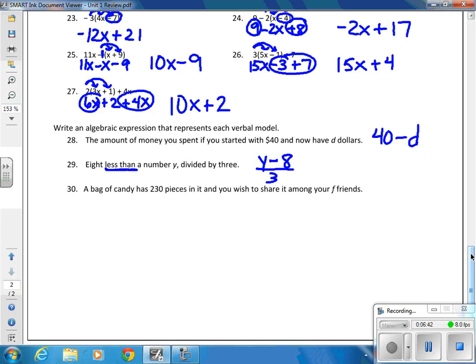And for number 30, a bag of candy has 230 pieces in it, and you wish to share it among your friends. Sharing things means you're dividing it up. So you're going to take that 230 pieces of candy, and you're going to divide them among your F amount of friends. Right? So it would look like that.